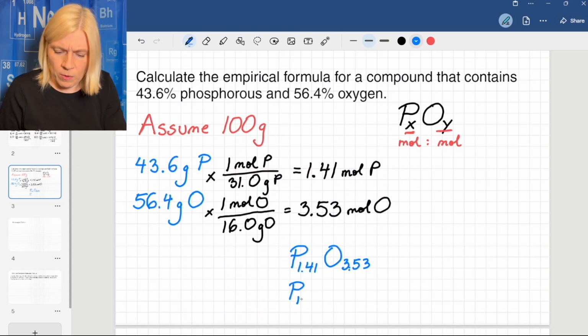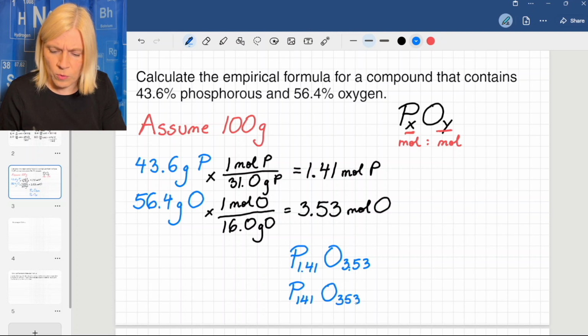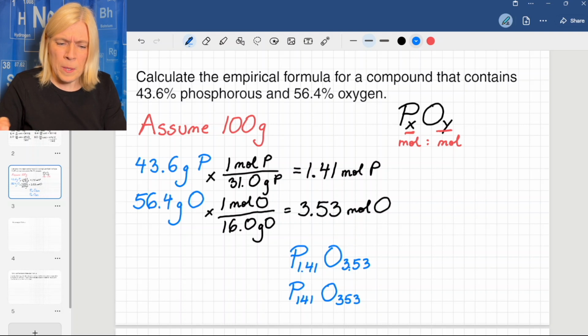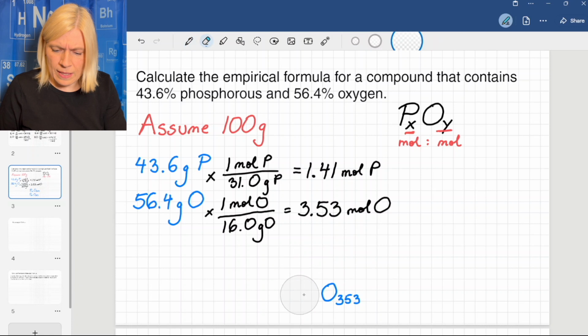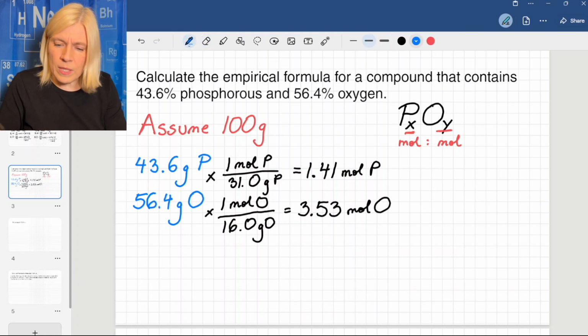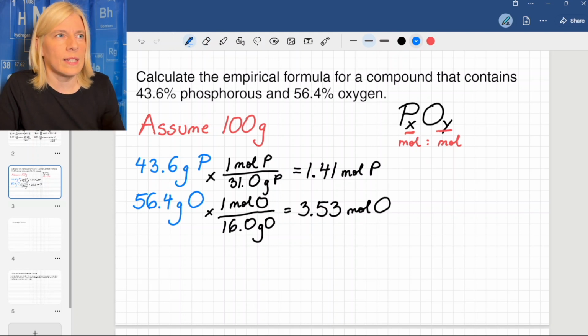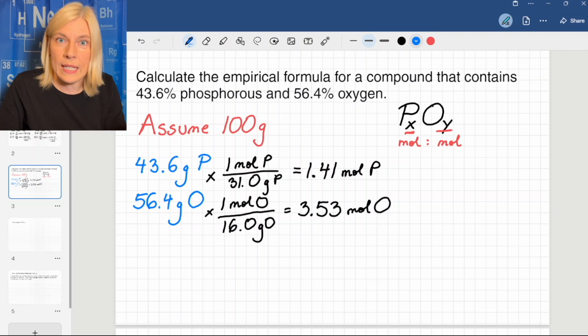Okay, well, what about P 141 and O 353? Did you ever see such a formula? That looks really weird. That's probably not what we're supposed to do. This looks awful. So we're going to erase that. This is not what we want to do. We want to get the simplest whole number ratio. These are ratios. If I do something to one and something to the other, the ratios will still be the same. So what if I divide by the smallest number?